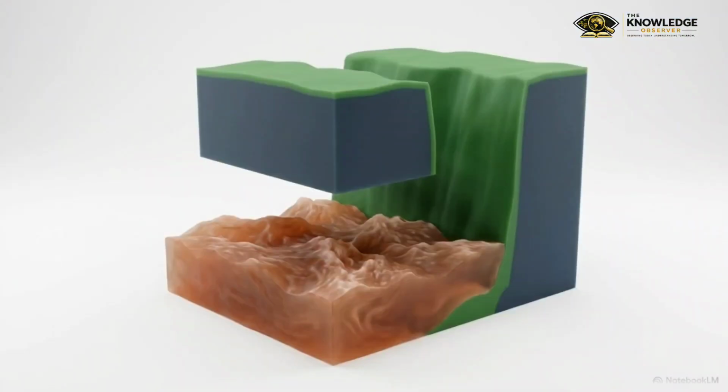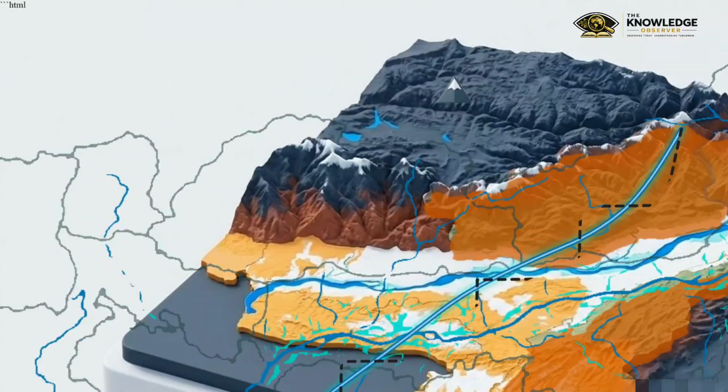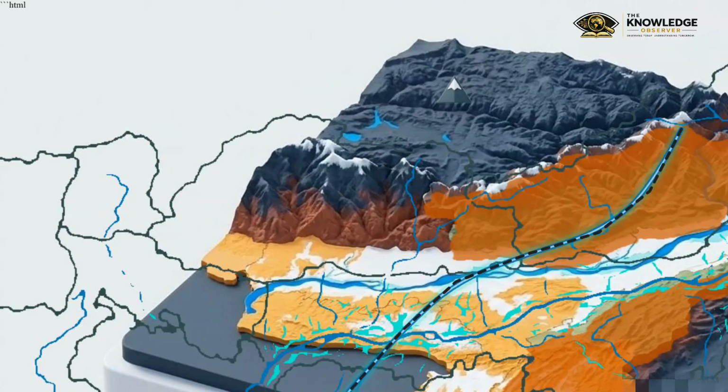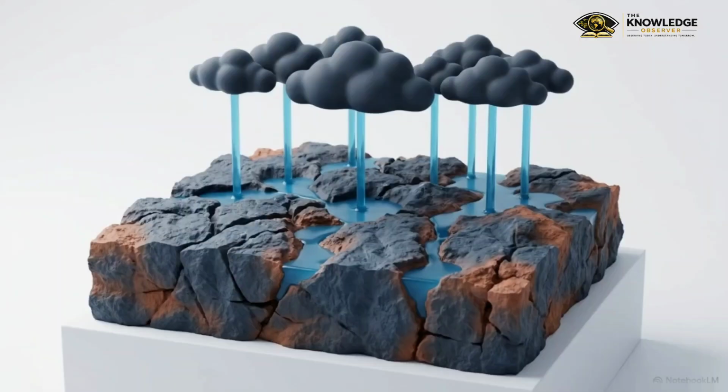The Brahmaputra is a relentless force. Its power is so great that it continuously erodes its banks, rewriting the physical boundaries of northeast India with every flood season. South of the Himalayas, the landscape shifts to the Deccan Plateau. Here, the bedrock is ancient and rigid, and the rivers, lacking glacial sources, depend entirely on the seasonal monsoon.